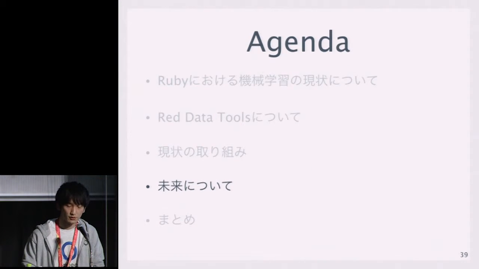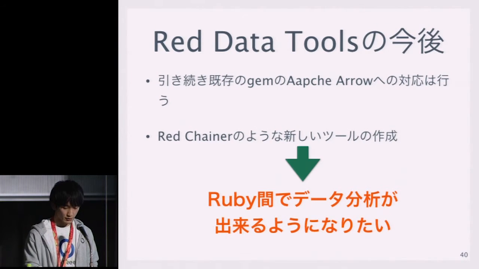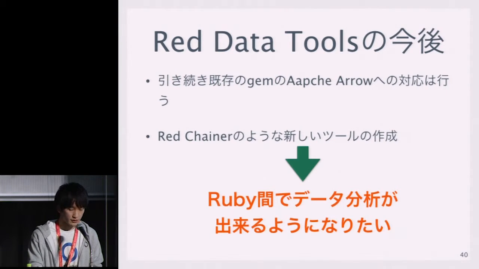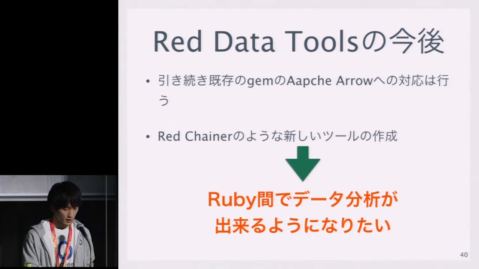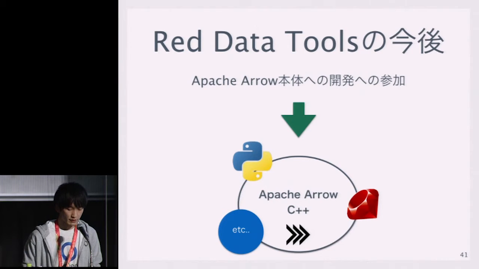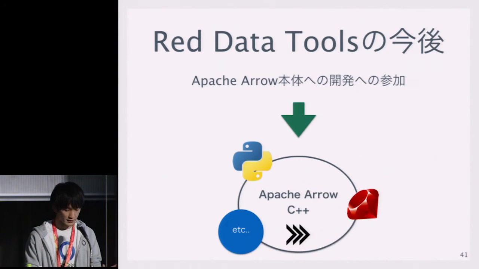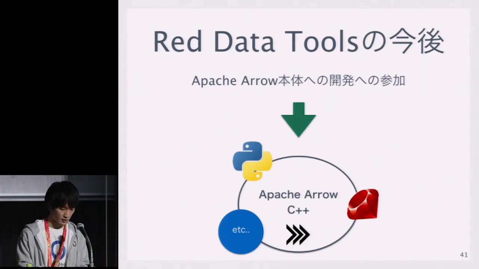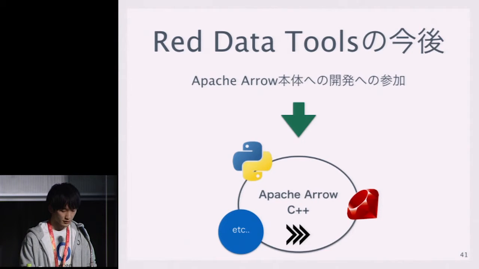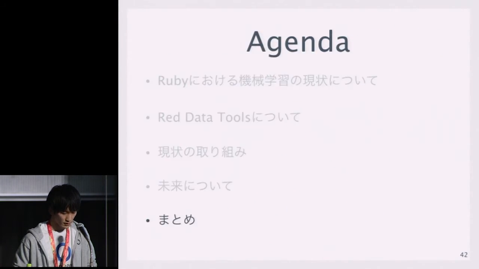And now, finally, I want to talk about the future of Red Data Tools. Red Data Tools will continuously respond to Apache Arrow with the existing gems. And also, we will continuously develop new tools such as Red Chainer that I'm working on currently, so that data analysis will be possible in Ruby. Another thing is the development of Apache Arrow itself. I would like to participate, because if we try to analyze the data only with Ruby, it takes a long time. However, with Apache Arrow in C++, when Python users add a new function to Apache Arrow, we can add a new function to Ruby. And if Ruby users develop a new function for Apache Arrow, it can be used by Python users. So going beyond the barrier is our theme, and this will be easily achieved by doing this.